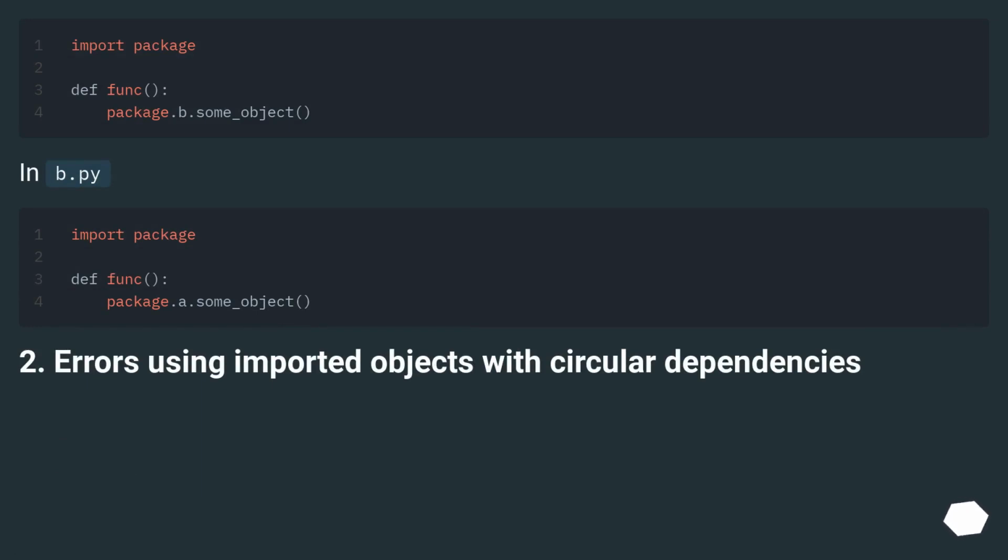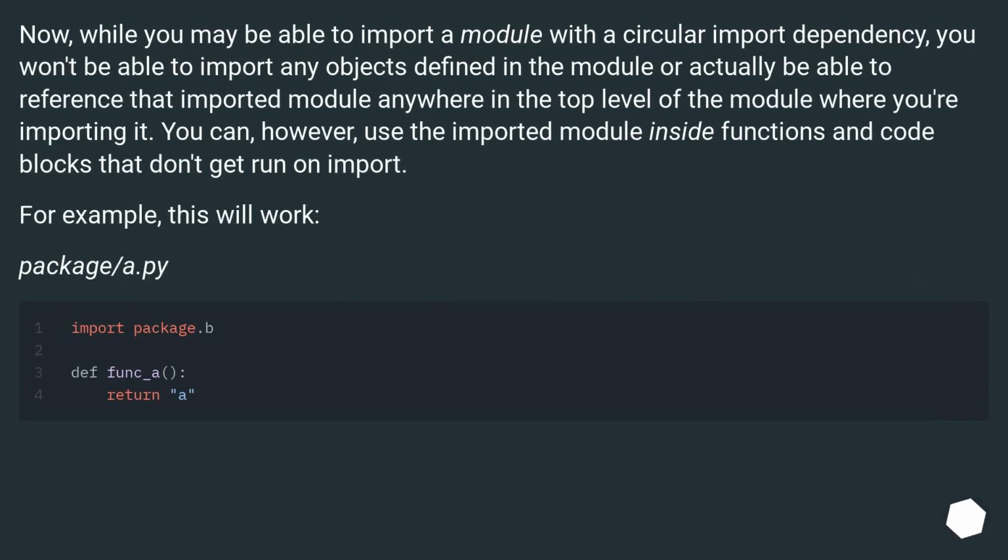2. Errors using imported objects with circular dependencies. Now, while you may be able to import a module with a circular import dependency, you won't be able to import any objects defined in the module or actually be able to reference that imported module anywhere in the top level of the module where you're importing it. You can, however, use the imported module inside functions and code blocks that don't get run on import. For example, this will work.